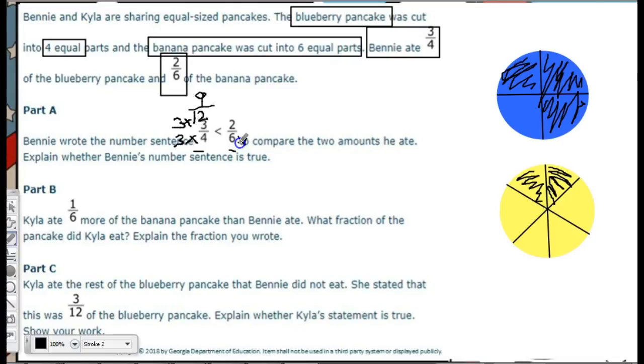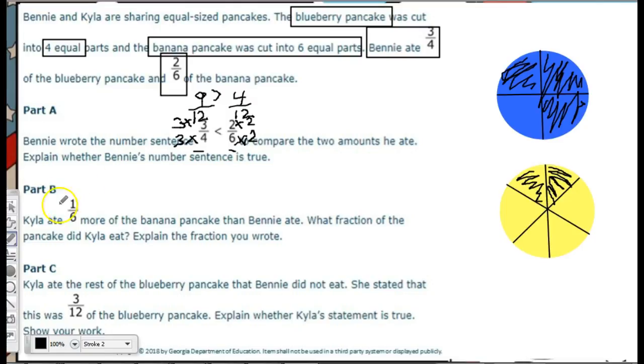And 6 times 2 equals 12. And whatever I do to the bottom, I also do to the top. So 2 times 2 is 4. So now we have 4/12. Now we're looking at equal pieces. So are 9 parts of the 12 less than 4 parts of the 12? 9 parts of the 12 is actually greater than 4 parts of the 12.